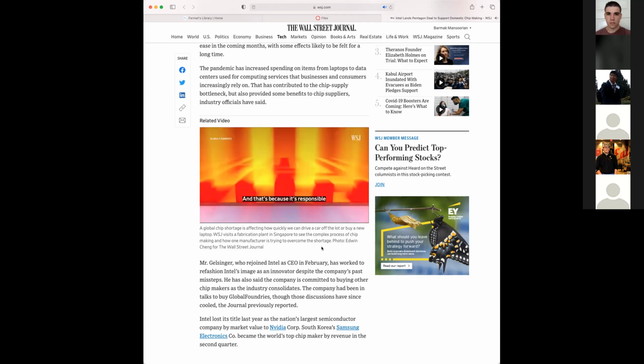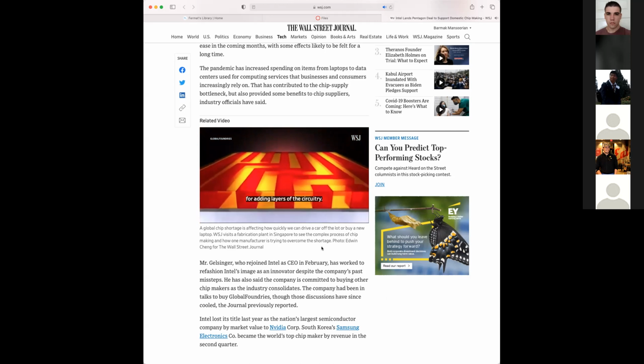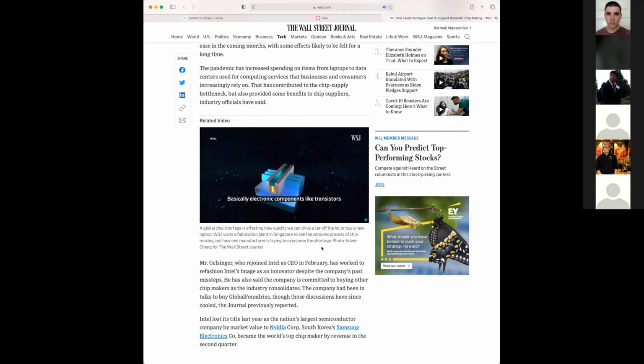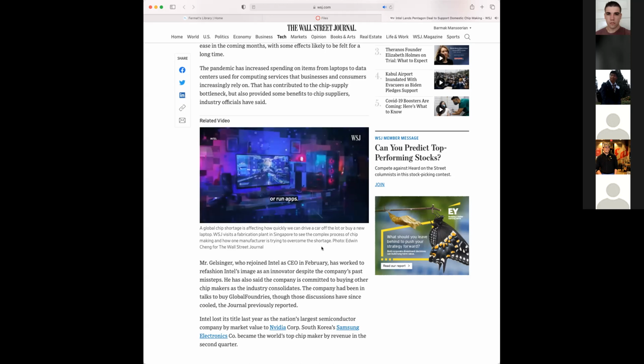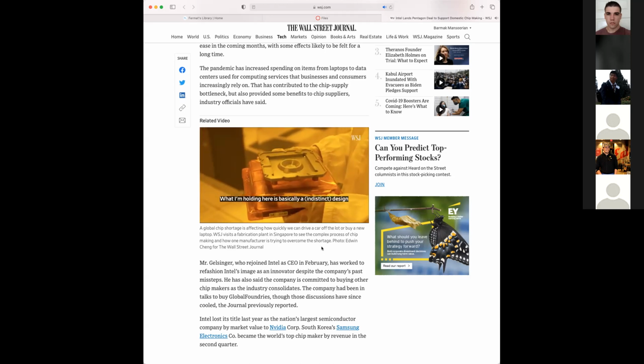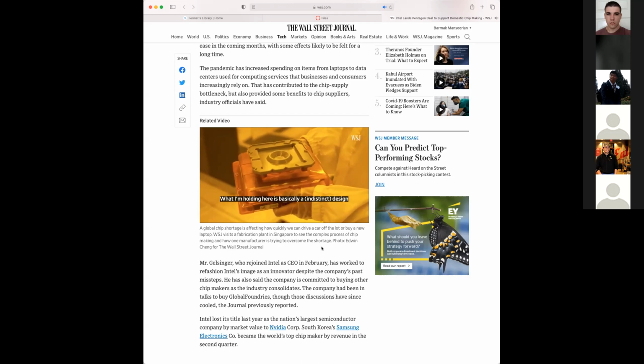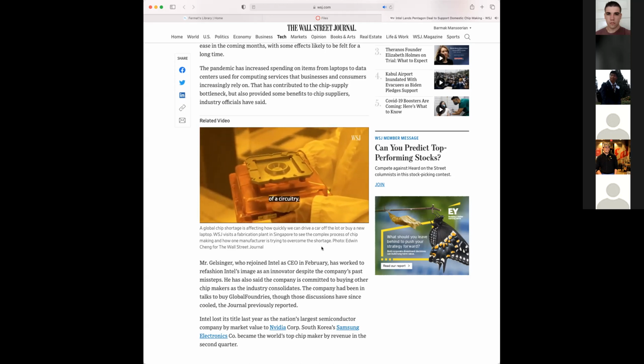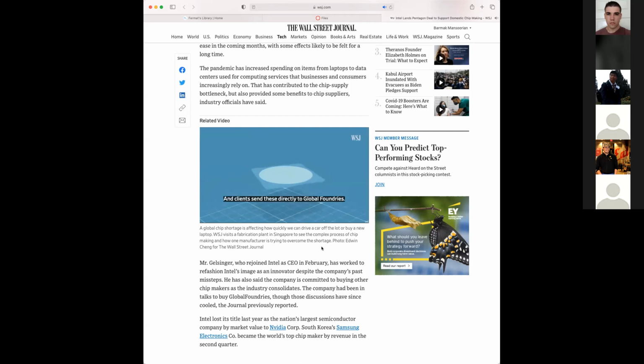And that's because it's responsible for adding layers of the circuitry, basically electronic components like transistors and diodes that allow the chips to eventually store data or run apps. What I'm holding here is basically a pattern design of a circuitry. Inside this pink box is a photomask, which is like a glass stencil, and clients send these directly to Global Foundries. The lithography machine blasts UV light through the photomask and prints patterns on the wafer over and over again.